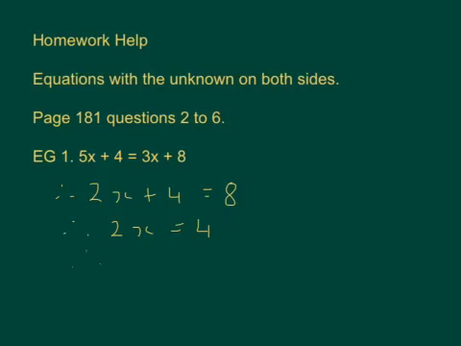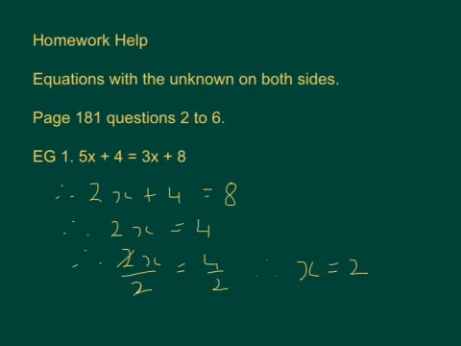And nearly always the last step is to divide both sides by the coefficient of the x term, and that's 2 in this case. So what I end up with, of course, is 2x divided by 2 equals 4 divided by 2. These two cross each other out, don't they? Alright, and 4 divided by 2 is 2. So we conclude from that that x is equal to 2.